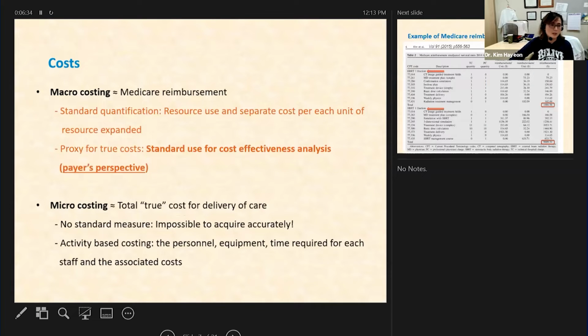That's why we go by Medicare reimbursement cost, which is considered the macro costing. And this is considered the proxy for true cost. That's why cost effectiveness analysis is done with macro costing, which is Medicare reimbursement in the USA. We can also say it's the payer's perspective or healthcare service perspective. Micro costing includes every single detailed cost for delivery of care, but it is not possible to get that accurately.